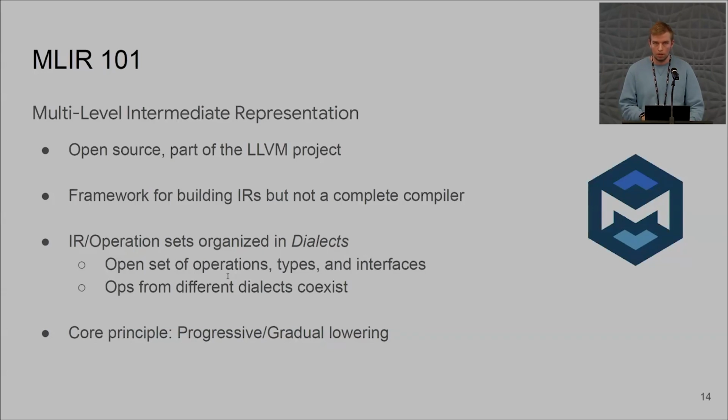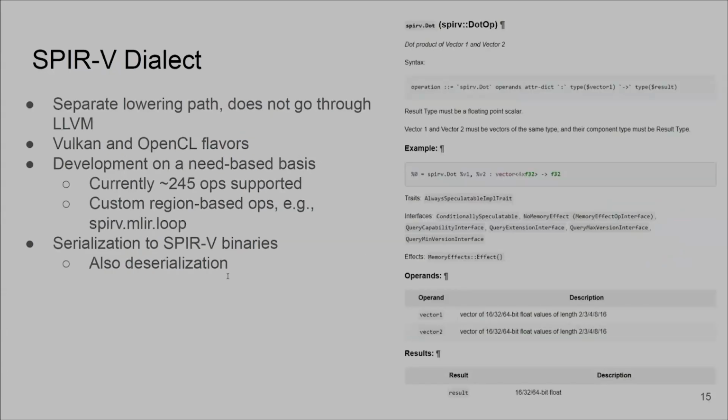that we just dropped. One of the dialects supported by MLIR is the SPIR-V dialect. It doesn't go through the LLVM SPIR-V backend. It's a separate thing. We support both Vulkan and OpenCL. And it's not a full implementation of the SPIR-V spec. It's mostly on a need basis. So if somebody needs some op, they can add it. And we also have some custom ops that are not present in the SPIR-V spec, but they're nice syntactic sugar that we can use at the level of MLIR.